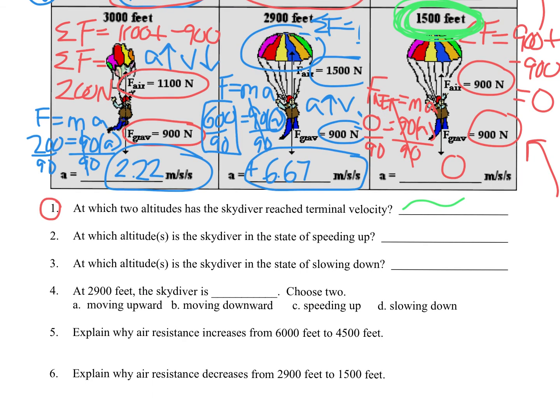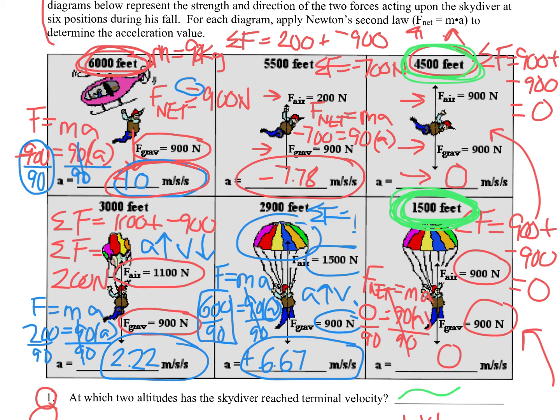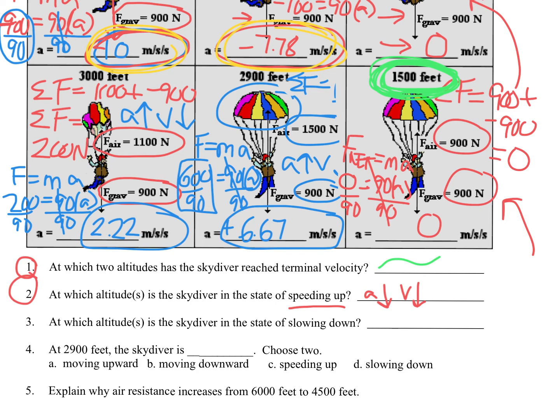If we look at question number 2, at which altitudes is the skydiver in a state of speeding up? Remember, if we are speeding up, that means that our acceleration and our velocity should both be going down. So let's take a look at that. Speeding up means then that it should be the two accelerations that are negative. So that is going to be at 6,000 feet and 5,500 feet. So make sure you write that down, 6,000 and 5,500 feet for your question number 2.